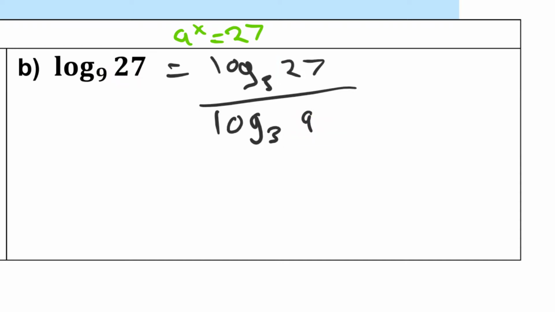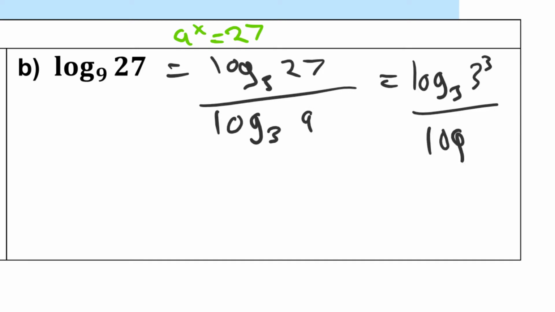So now we can make the same bases approach. We have log base 3. 27 is 3 to the 3, because 3 times 3 is 9, and 9 times 3 is 27. So we have 3 to the 3 over log base 3 of 9, which is 3 squared.